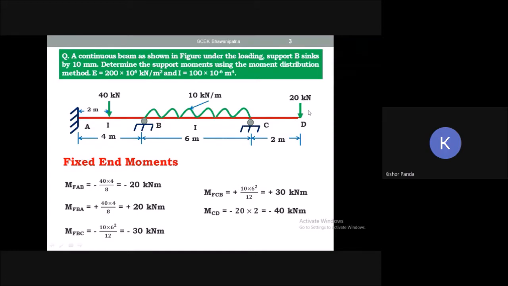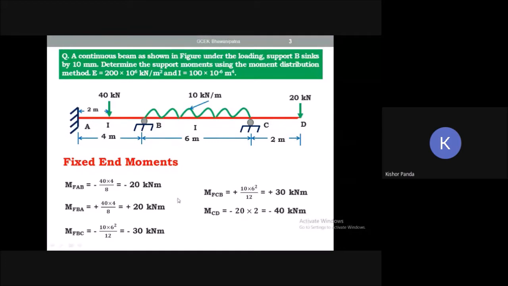Then you have to consider this overhanging portion as a cantilever, and you have to find out what is the moment here, MCD. Because this is 20 and this is 2, 20 into 2, and this is anti-clockwise direction. At the support C, the direction is anti-clockwise, so anti-clockwise means this is negative. MCD is equal to minus 20 into 2. This is equal to minus 40 kilonewton meter.